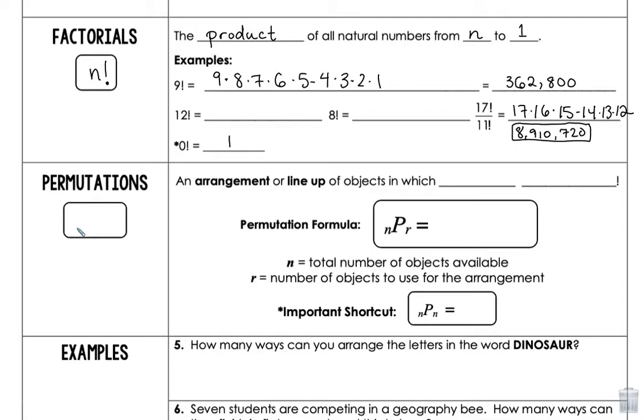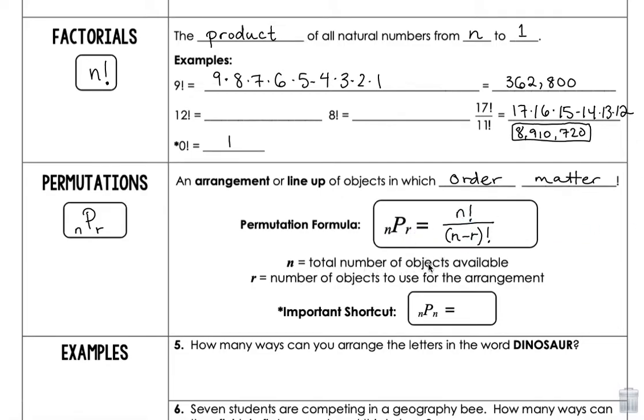Permutations. So when we represent a permutation, it looks like a big P with a little number on the left, and we call that the N number, and a little number on the right, and that's R. And so permutation is just an arrangement or a lineup of objects in which order matters. And we use this formula to calculate permutation. So that's n factorial in the numerator, and in the denominator we have n minus r factorial. So there will be numbers here, and you just put those numbers into this formula.